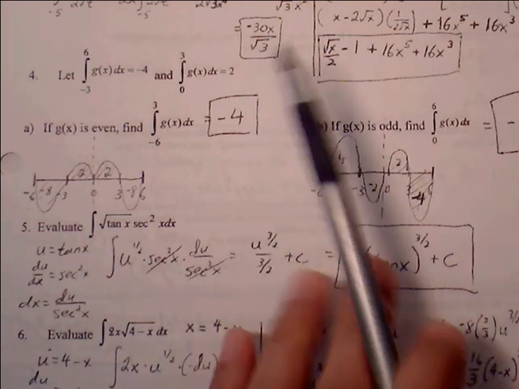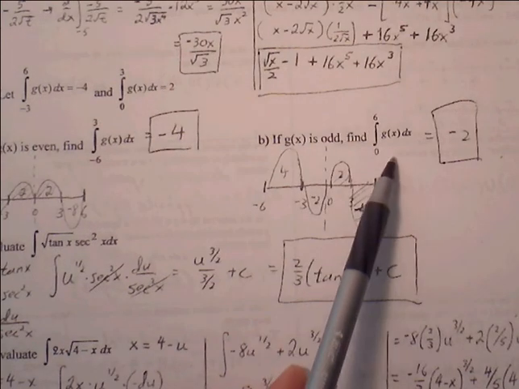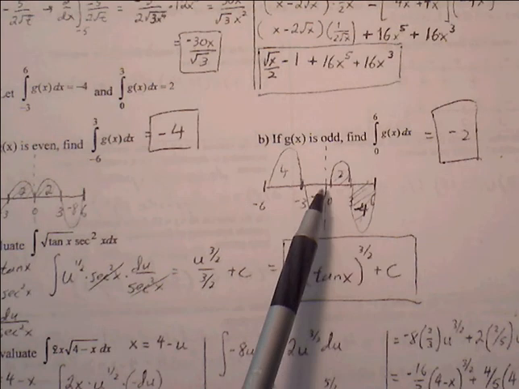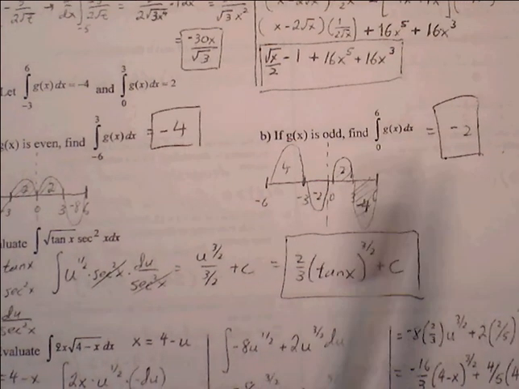And now we can solve this question here. The definite integral from 0 to 6. So from 0 to 6, it will just be 2 minus 4, which is negative 2.